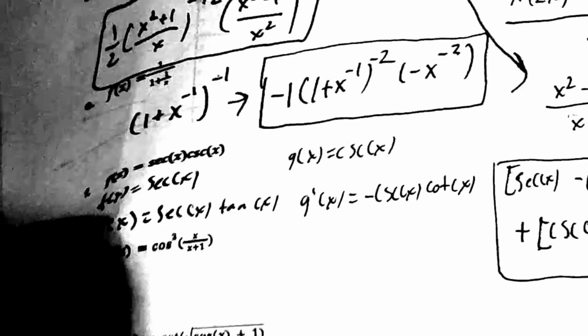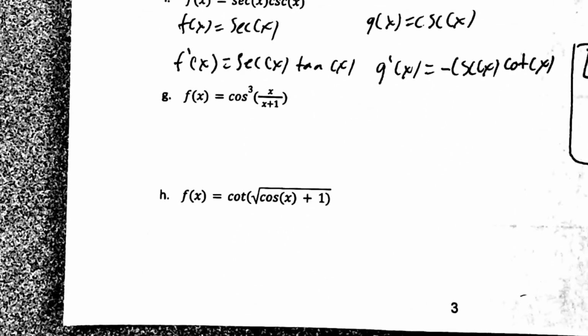Okay, next one. We have cosine cubed x over x plus 1. So this is a tricky one. This is going to be a separate sheet of paper, so I'm going to rewrite it over here. We're going to have cosine cubed x over x plus 1.